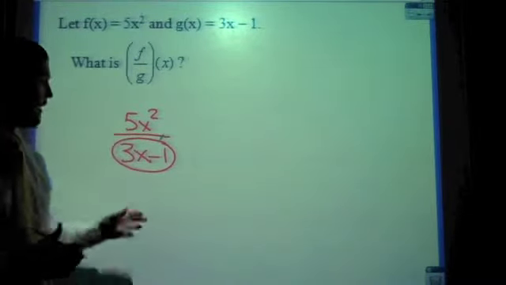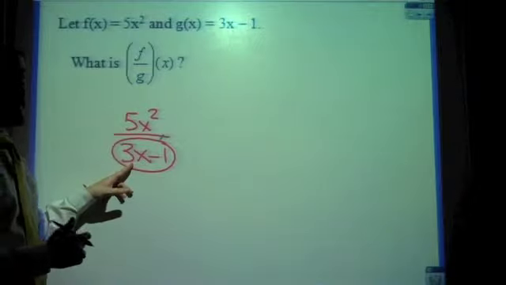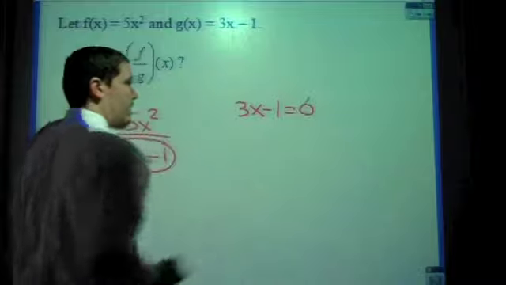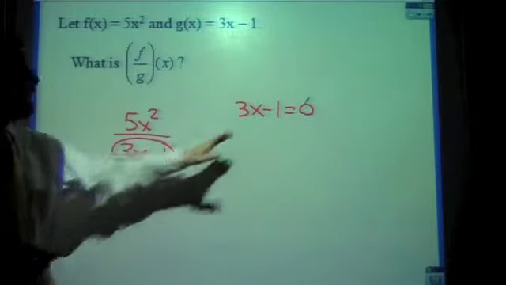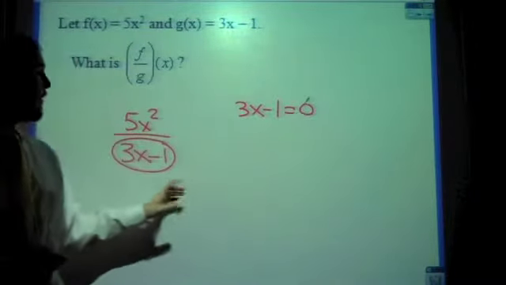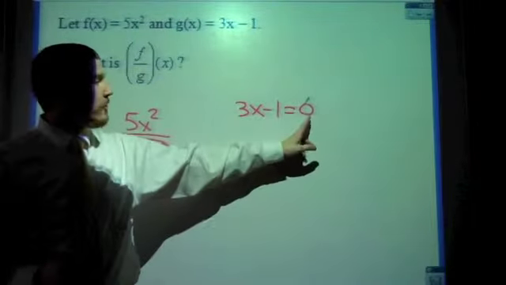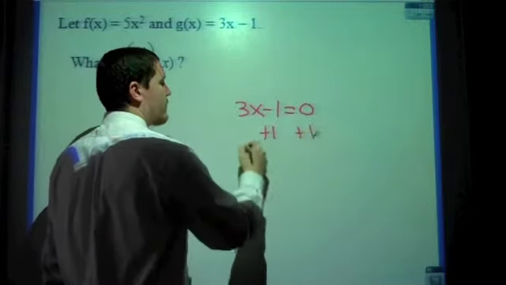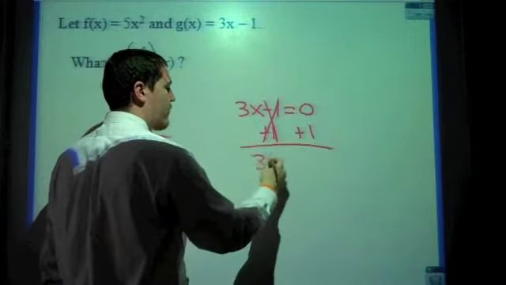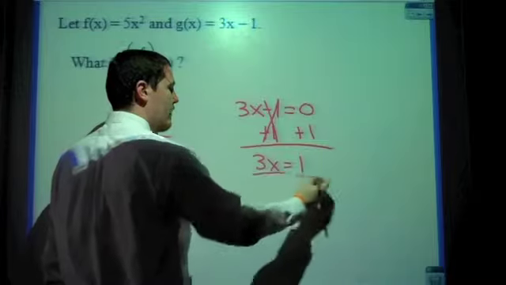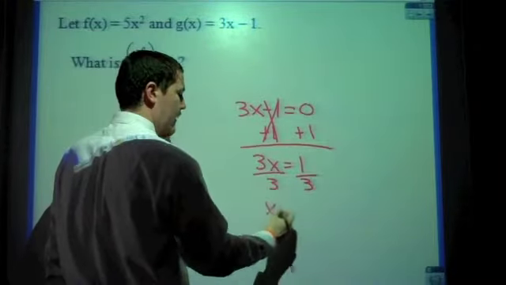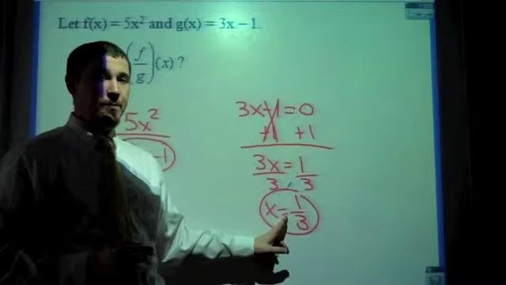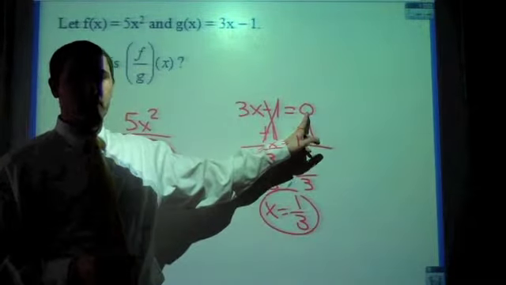It doesn't exist. So what we have to do is take this part of the denominator, come over here to the side, and say 3x minus 1 equals 0. And we need to solve this to find out what number will make the denominator equal 0. Okay, so I'm going to add 1 to both sides. 3x equals 1. Divide both sides by 3. X equals 1 over 3.